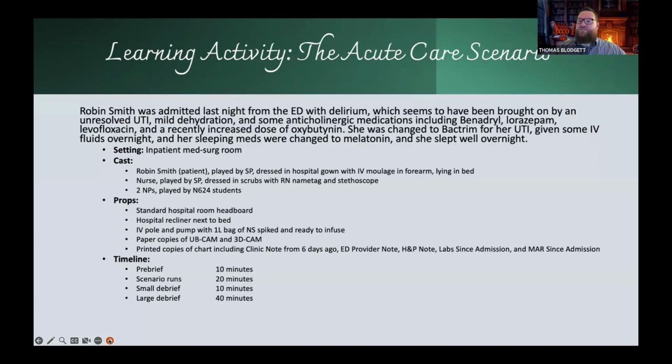The setting is an inpatient med surg room. So our room is mocked up with an inpatient bed, an IV pole. We moulage an IV in the patient's arm. They're in a gown, that sort of thing.